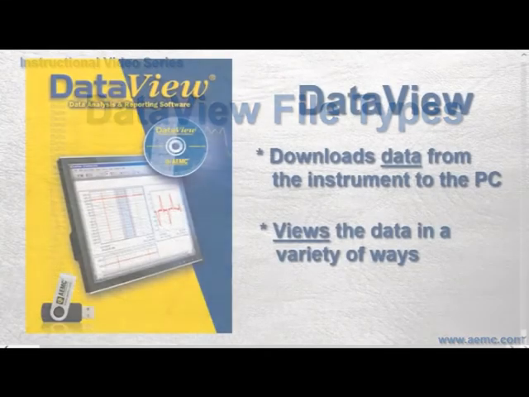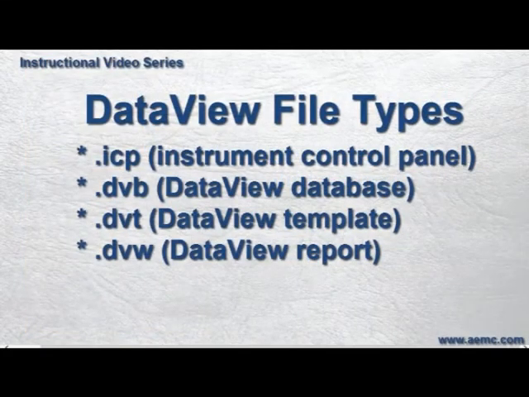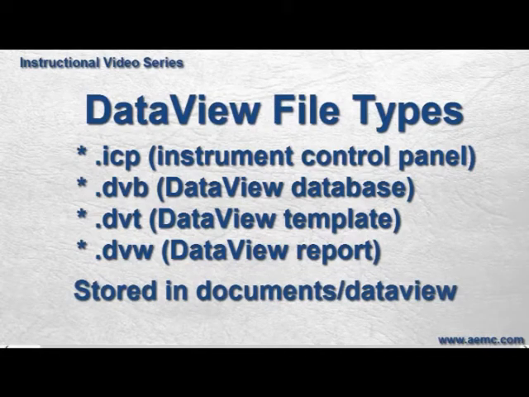As explained in several other videos available on AEMC's YouTube channel, the primary purpose of DataView is explained in the product name. The program takes measurement data recorded by your AEMC instrument and presents it for viewing on a PC. There are four main DataView file types involved in this process: ICP, DVB, DVT, and DVW. By default, these files are stored in the computer's Documents folder, in the DataView subfolder.